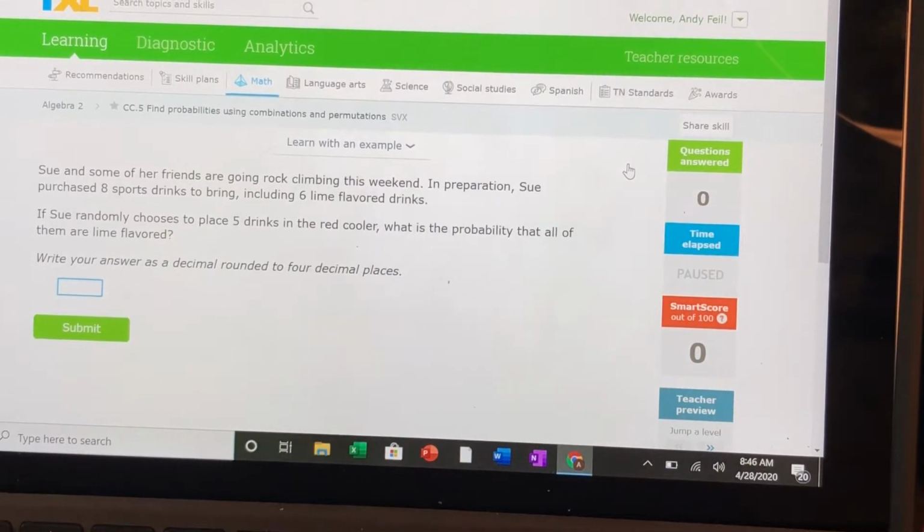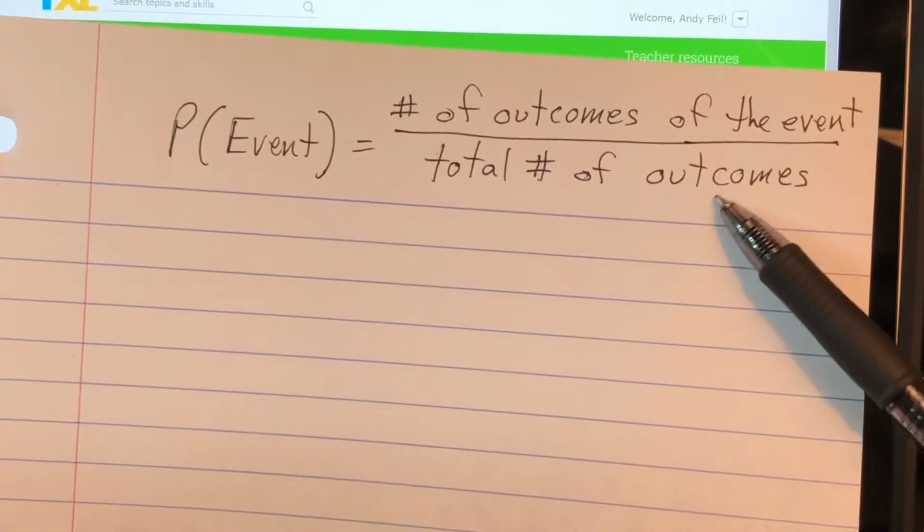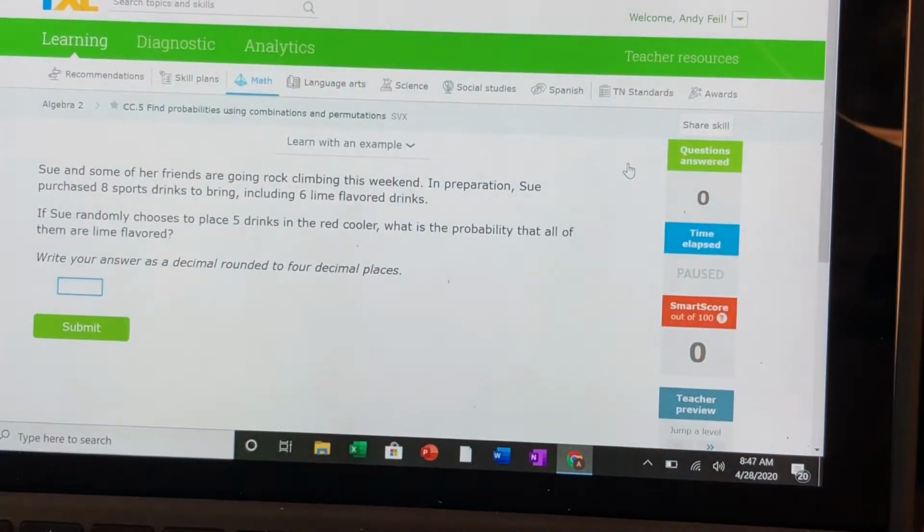Well, the first thing to figure out here is, does order matter? Does it matter what order the 6 lime-flavored drinks are placed in the cooler? I don't think so. It doesn't say anything about order being important here. So I think we're going to use combinations to figure this out. And the first thing to figure out is the denominator. What is the total number of possible outcomes?